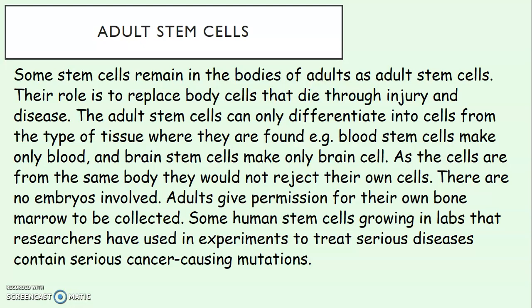We focus in AQA on the adult bone marrow. They can only make cells from the immune system. Massive advantage because they are from the same body. There's going to be no rejection, so we'll be getting your own stem cells, there'll be no rejection. There are no embryos involved, so ethically a lot of people think it is a lot better. And the adults can give permission for their bone marrow to be collected, so they can give consent.